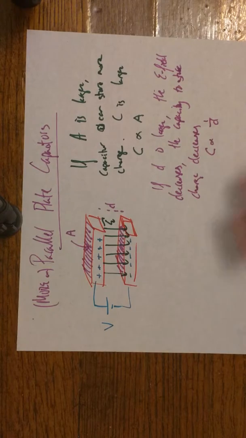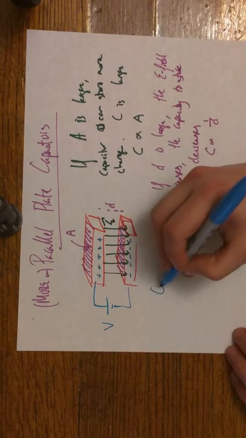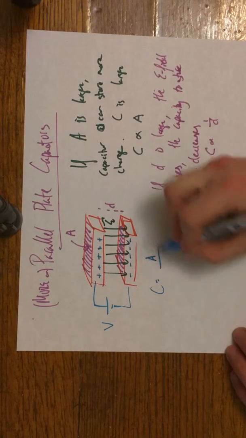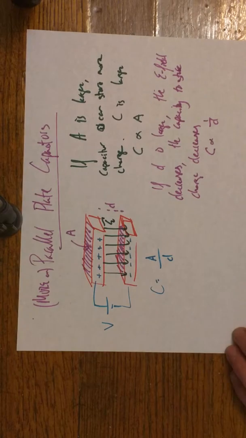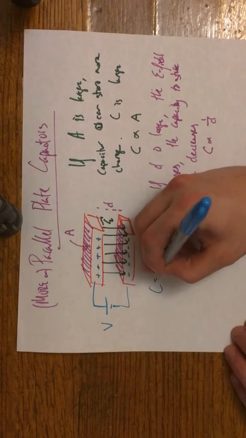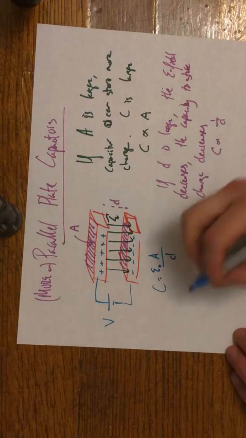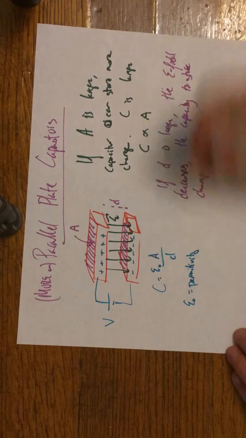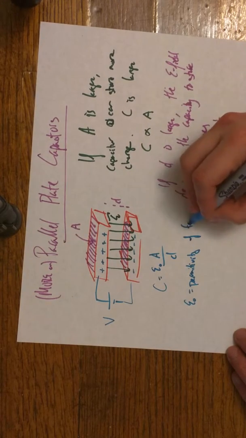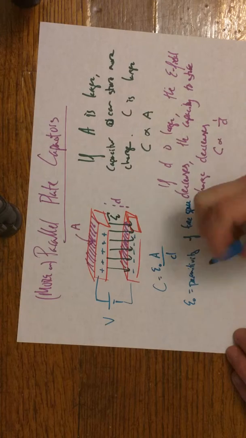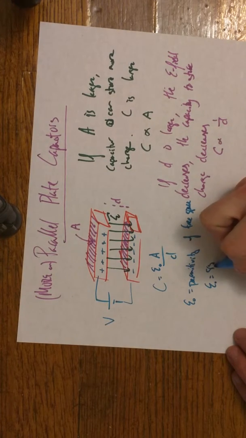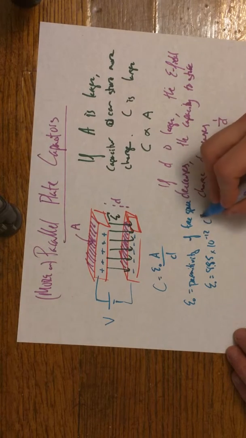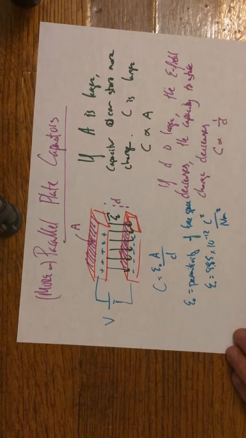So let's put all of this together. The capacitance relationship must rely on A being in the numerator, d being in the denominator. If we test this out, we find some constant epsilon naught, which we will define to be the permittivity of free space. And this epsilon naught constant is 8.85 times 10 to the negative 12 Coulomb squared over Newton meter squared.